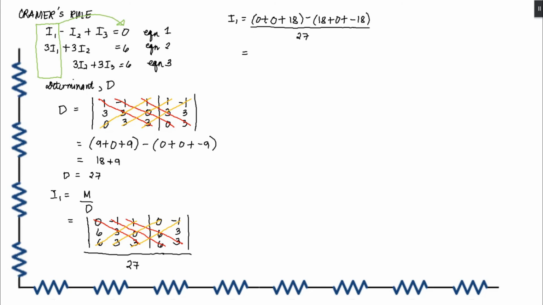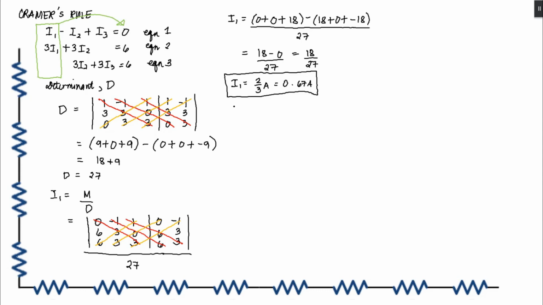So, 0 plus 0 plus 18, that's 18. Minus 18 plus 0 plus negative 18, that's 0. Equals 27. 18 minus 0, it's 18 over 27. So, I sub 1 po natin, ladies and gentlemen, is 2/3. And the unit is ampere, which is also equal to 0.67 amperes. Ayan. So, meron ka ng I sub 1. Proceed po tayo kay I sub 2.